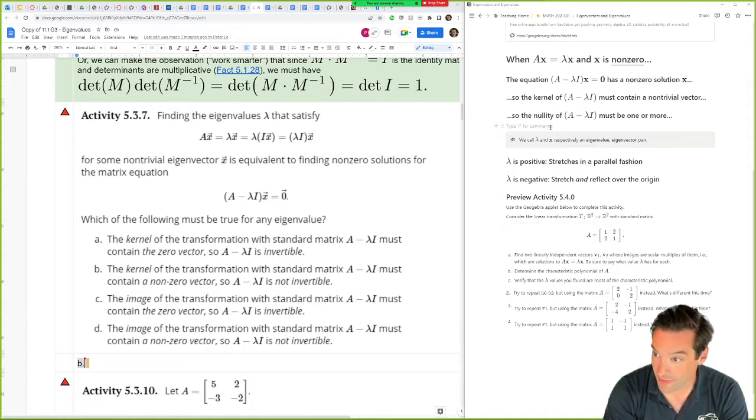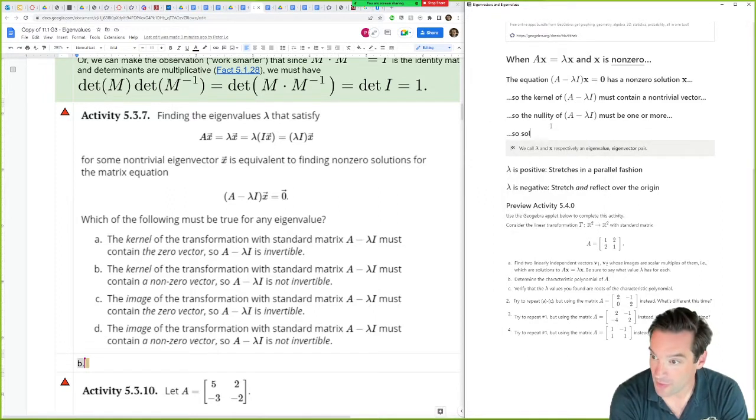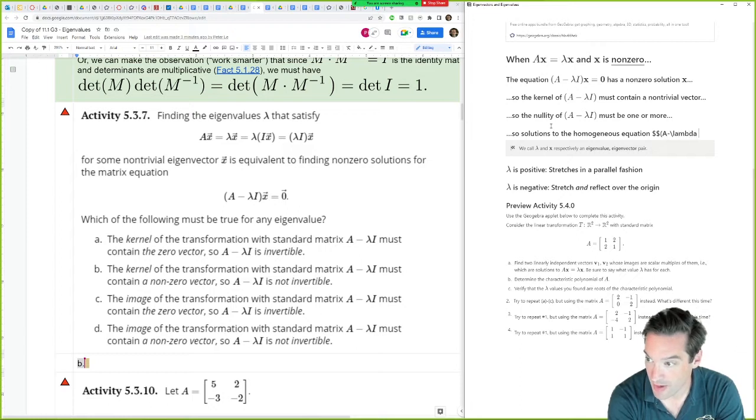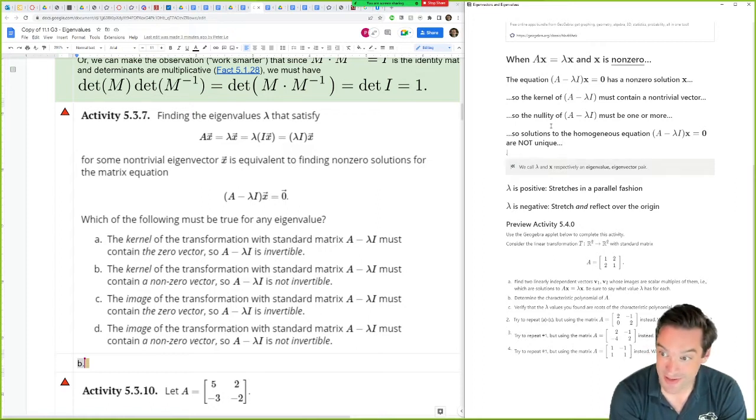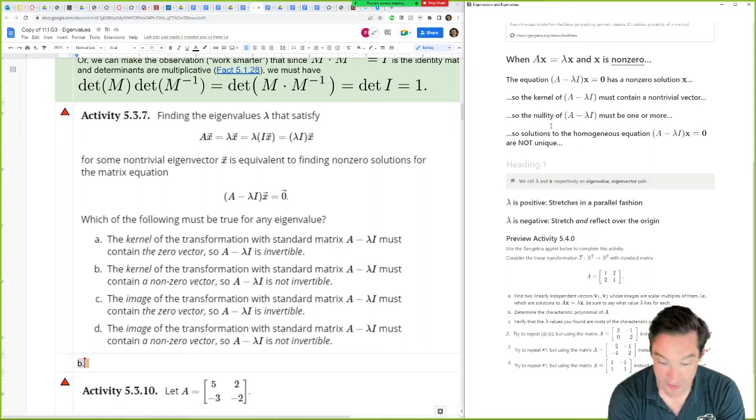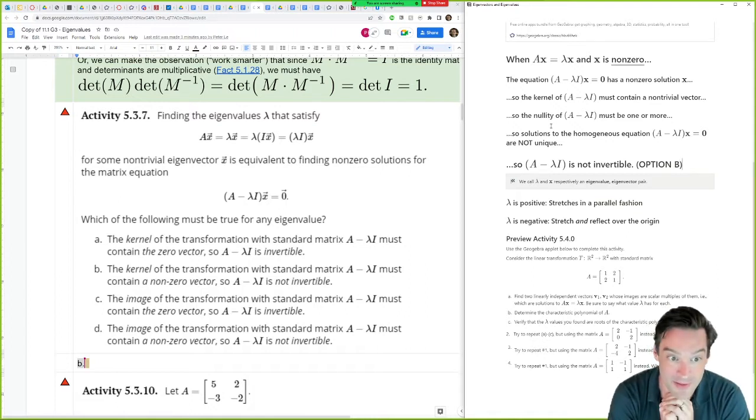And if the nullity of my linear transformation is 1 or more, what does that tell me about solutions to the homogeneous equation, A minus lambda I x equals 0? They are not unique. Yeah, very good. Solutions to the homogeneous equation are not unique. And what does that tell me about the invertibility or not of the matrix A minus lambda I? It is not invertible. There we go. So that's option B.